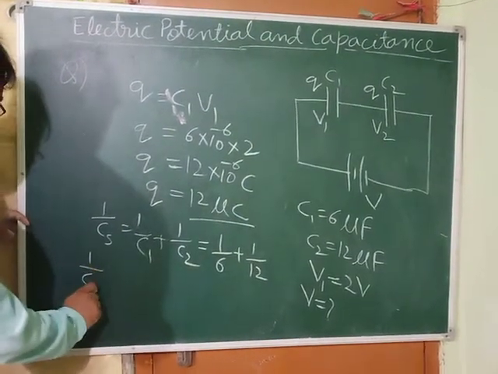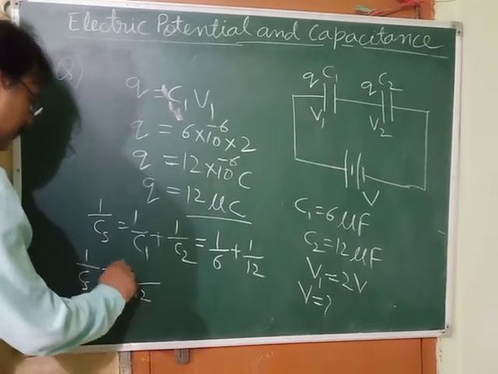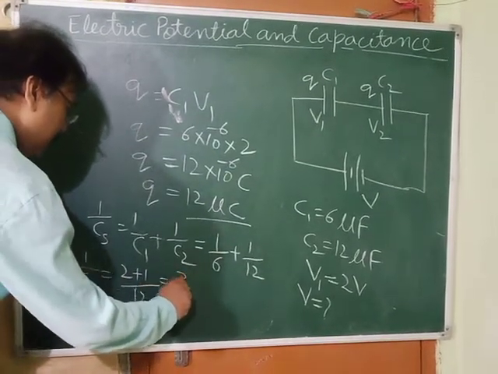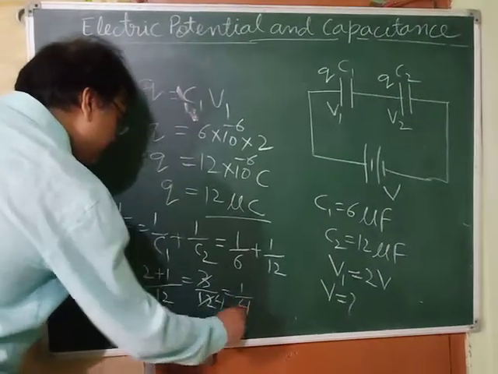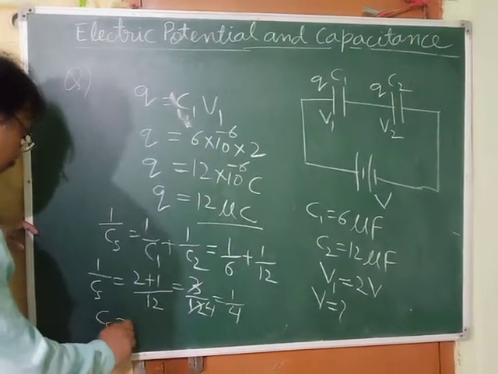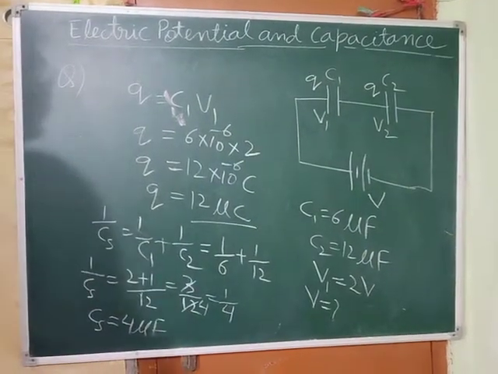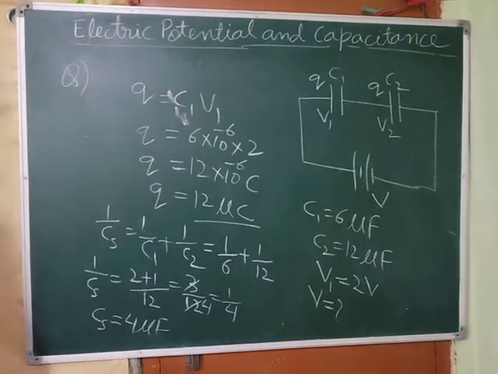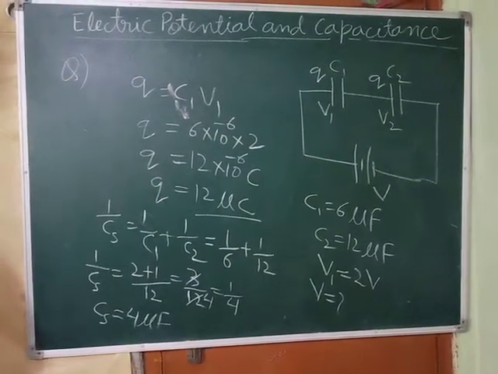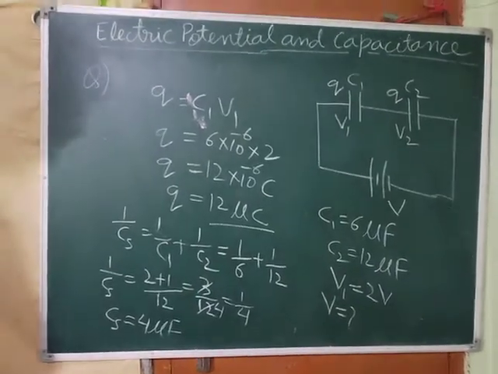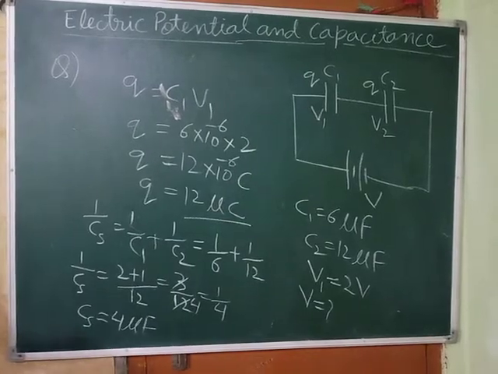So what will we get? 1 by Cs is equal to, LCM is 12, 2 plus 1, so we get 3 by 12. 3 fours are 12, so we get 1 by 4. So Cs is how much? It is 4 microfarad. So we got the total capacitance, or equivalent capacitance, of this combination. Total capacitance is this much, total charge is this much. Now it is very easy to find the total potential difference applied by the battery. Just do it so that I can rub it.